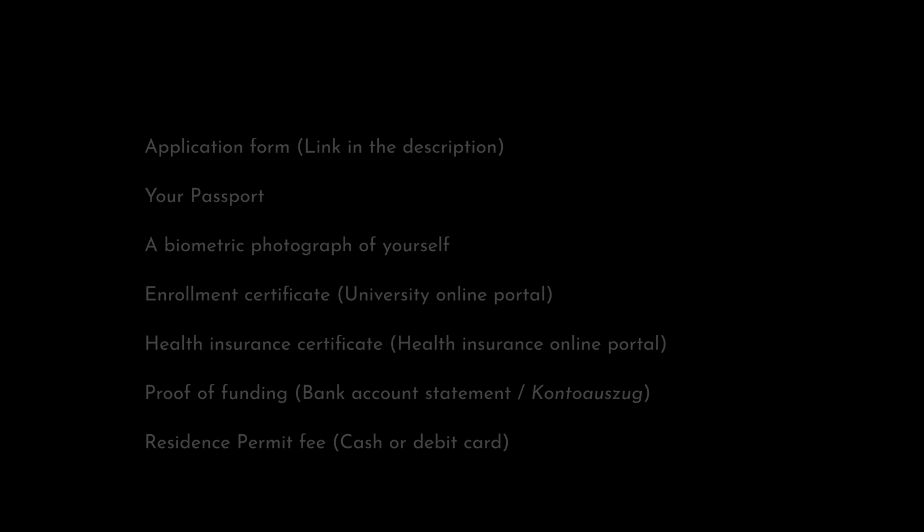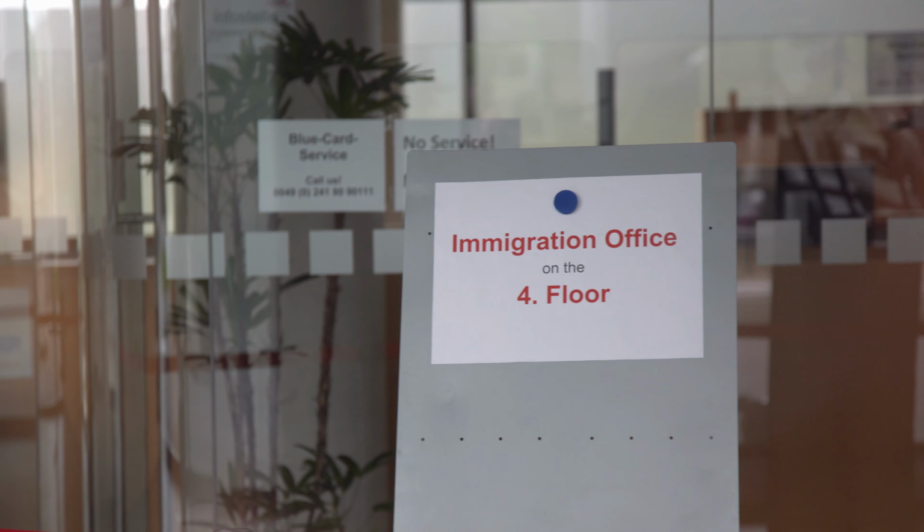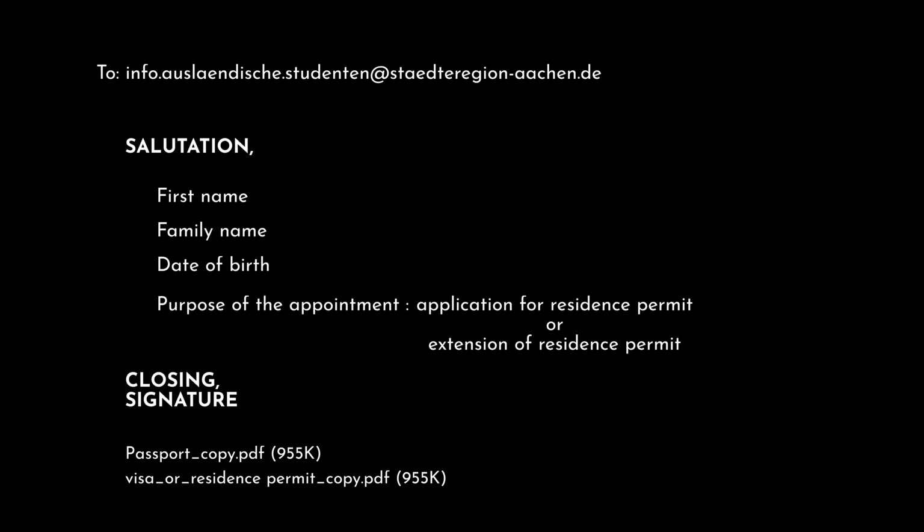Once you've got all your things ready, you'll have to make an appointment with the Ausländeramt. And if you're a student at RWTH, you'll have to make an appointment with the Ausländeramt at Super C. To make an appointment, just write an email to the following email address: info.ausländische.studenten@städteregion-aachen.de, stating your first name, family name, date of birth and purpose of appointment, application of residence permit or extension of residence permit for example, and attach a scanned copy of your passport and visa or residence permit depending on your purpose. Make sure to apply for your residence permit 8 weeks before your current visa or residence permit expires.